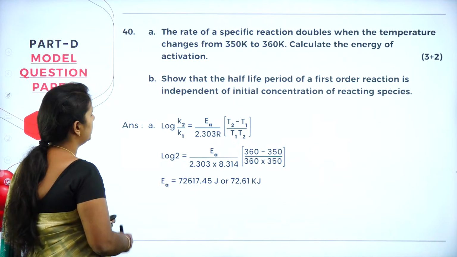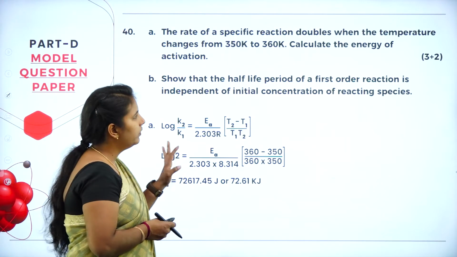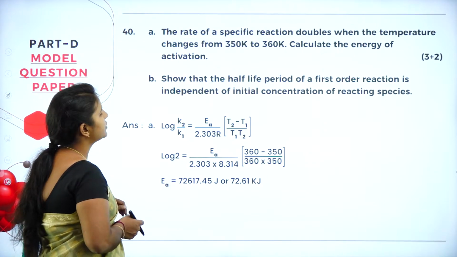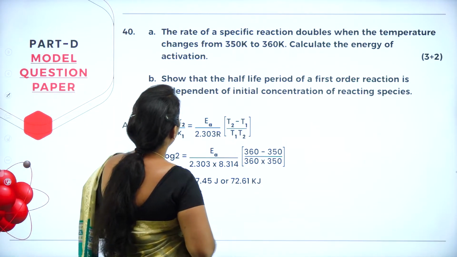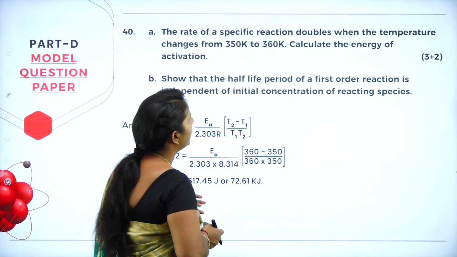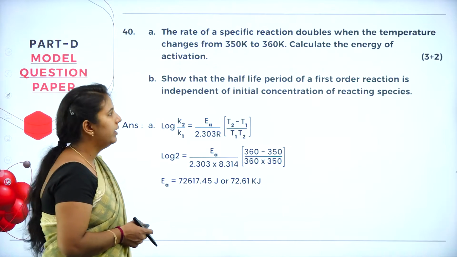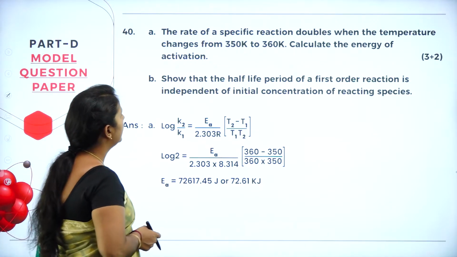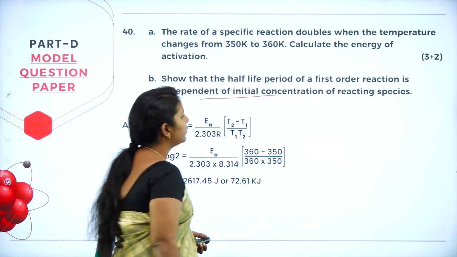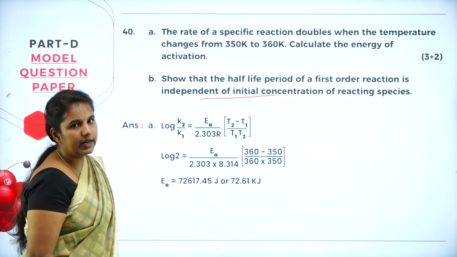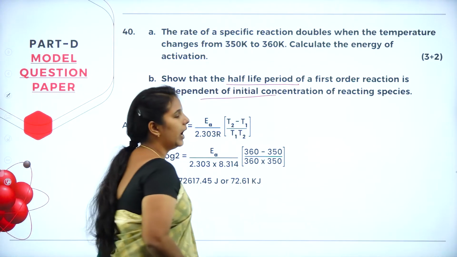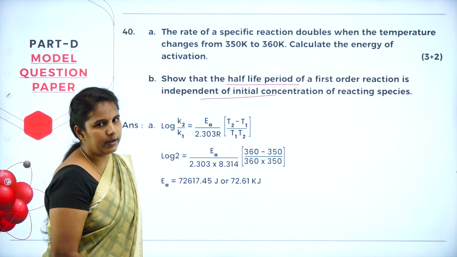Coming to the next question, this is a question from unit 4 where you are getting the numerical. The rate of a specific reaction doubles when temperature changes from 350 Kelvin to 360 Kelvin. Calculate the energy of activation. We have one more question. Show that the half-life period of a first order reaction is independent of the initial concentration of the reactant species. You need to derive an equation for the half-life period of a first order reaction.